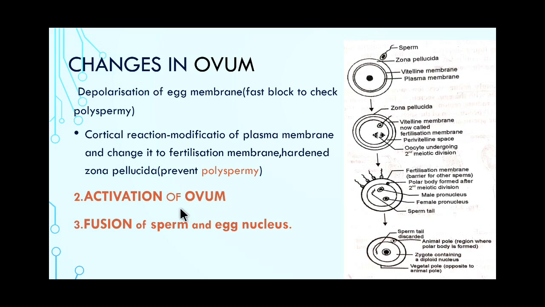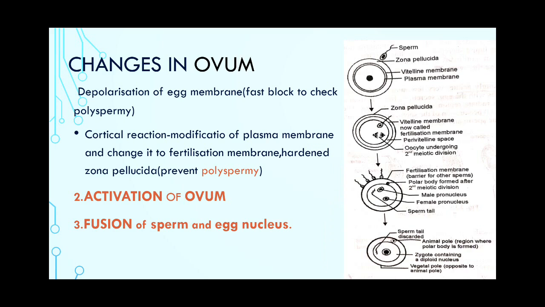Now next is the activation of the ovum. As the sperm enters the ovum, actually a secondary oocyte, it gets activated and undergoes the second meiotic division. As a result, the secondary oocyte produces a haploid ovum and a polar body, the second polar body. This polar body ultimately degenerates and the ovum contains a haploid number of chromosomes. Next is the fusion of the sperm and egg nucleus. The fusion of the sperm pronucleus and the egg pronucleus restores the diploid number of chromosomes, and the single diploid cell formed is called the zygote, which contains both paternal and maternal chromosomes. It is the beginning cell of the multicellular individual.